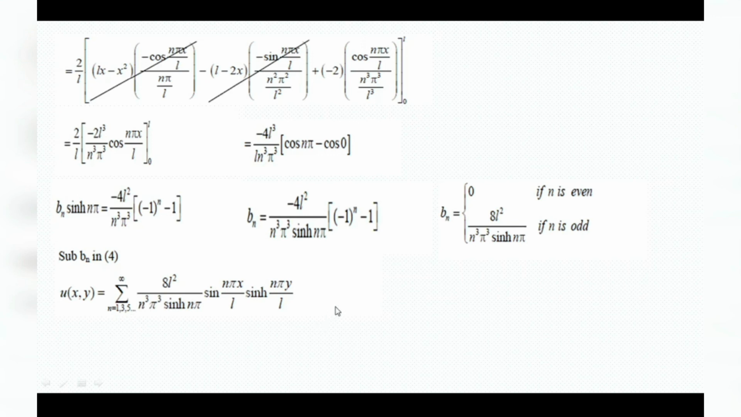So, with this, we are completing the solution for the given problem, and we have one more part in which we are dealing with the infinite plate.